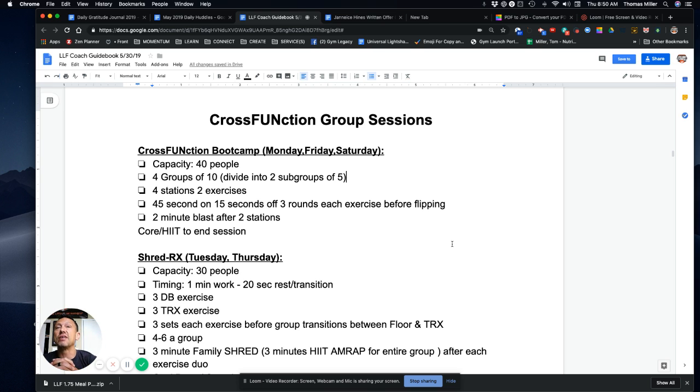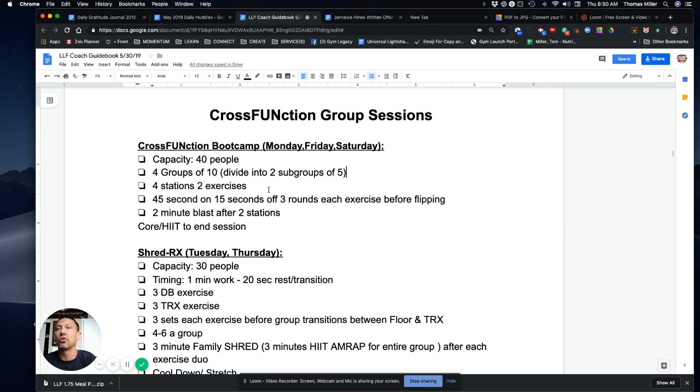So here are the different types of CrossFUNction group sessions. Bootcamp, the one that started it all. In fact, if we only offered one group session, it would be CrossFUNction bootcamps. It can hold up to 40 people. The groups divide into four groups of 10, and they divide each group into two subgroups of five. There are four stations and two exercises at each station, 45 seconds of work, 15 seconds off, and at the midpoint, there are 2-minute blasts after two stations. And at the end, a finishing move.